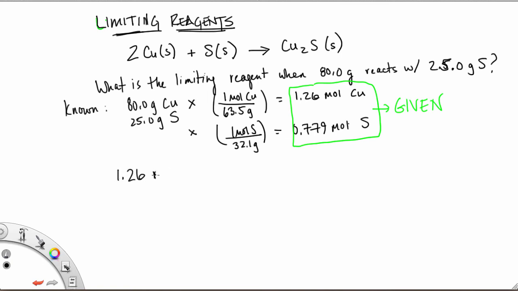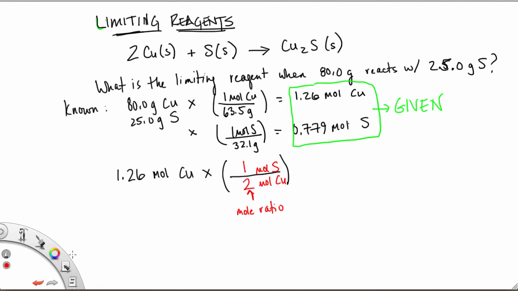I have 1.26 moles of copper. That's my given quantity. How much sulfur, what would be the correct ratio of sulfur, do I need to react exactly with that given amount of copper? In order to figure that out, I would use a mole ratio. My mole ratio would be moles of sulfur to moles of copper. I want to figure out how many moles of sulfur I need exactly to react with this many moles of copper. So I go back to my balanced equation. I have 1 mole of sulfur for every 2 moles of copper.